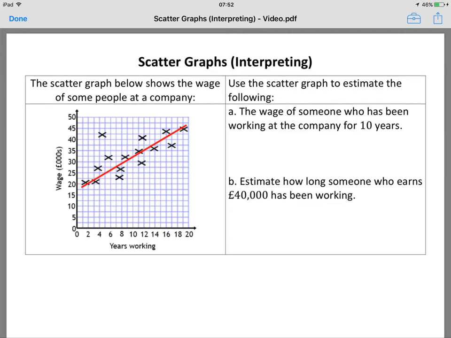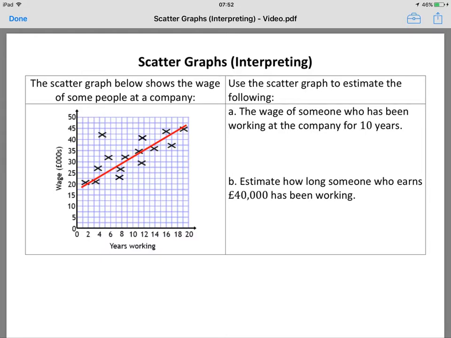Right, we're going to look at interpreting data using scatter graphs. Now, I've already drawn a line of best fit there. A line of best fit is a straight line. It has to be a straight line that goes through the middle of the points, and you can do it by eye, all right? And when they mark it, there's a little bit of leeway.